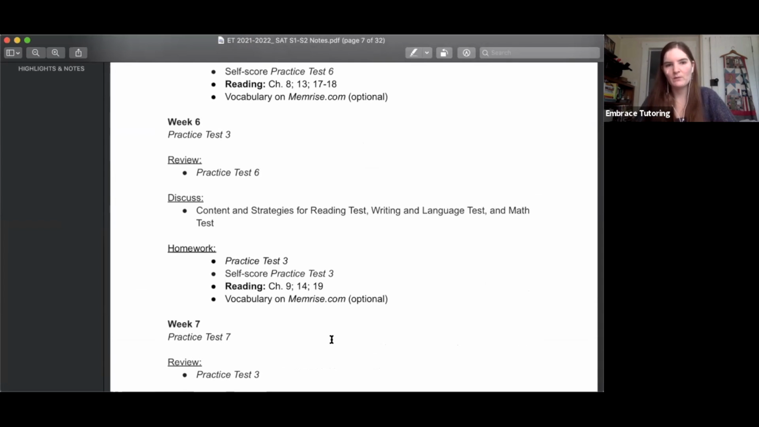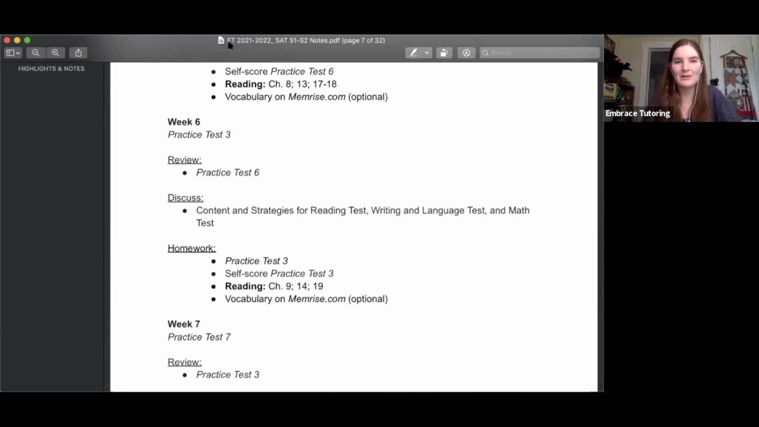Last week was week 5, so this is week 6. You're doing practice test 3 for homework and self-scoring it. And then you're doing some reading. So you have chapters 9, 14, and 19 for reading for this week. And that, again, will be shared with everyone through email. If you have any questions, please let me know. Send me an email if I didn't get to cover any question that you had.